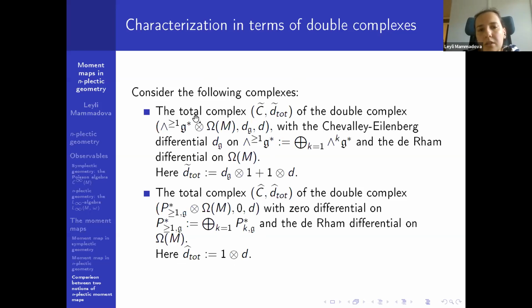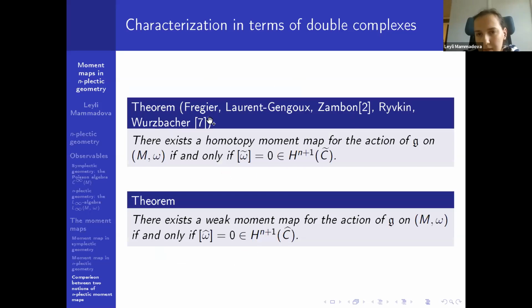Then it was a result of these two papers, which independently appeared about the same time, about the homotopy moment map. The strong moment map exists if and only if the class of a certain element in this first complex vanishes. And this element is just cooked up from the action and the omega, so the n+1 form. There's nothing else to it.